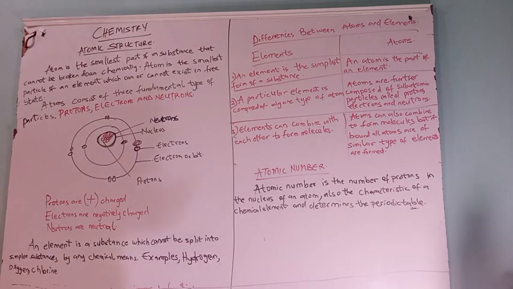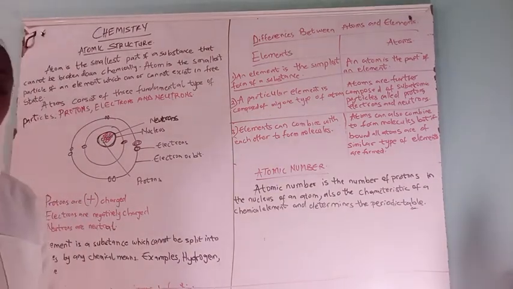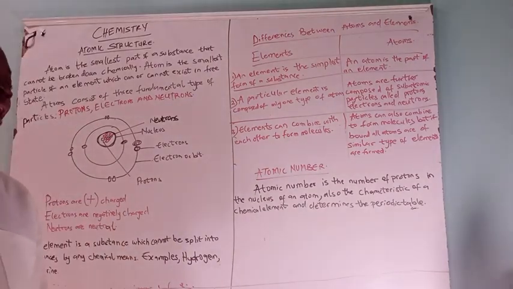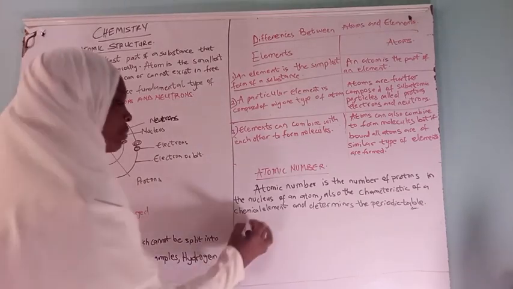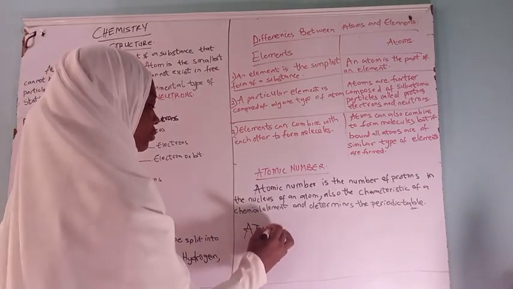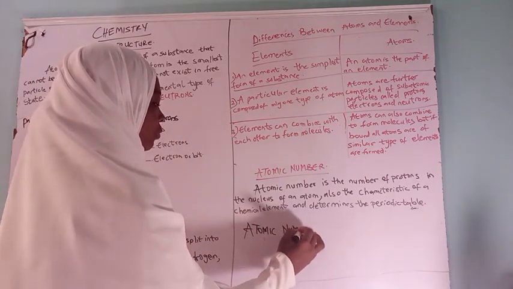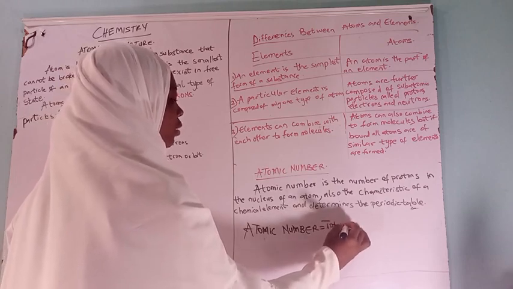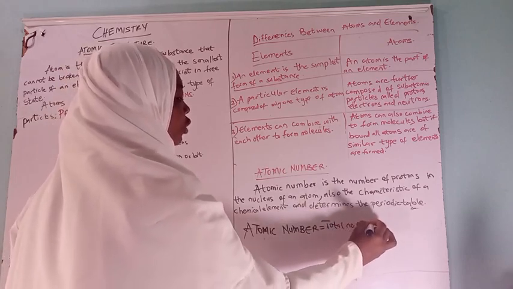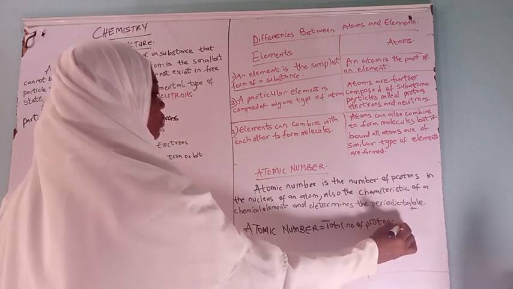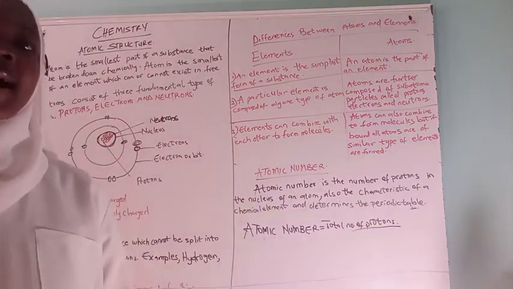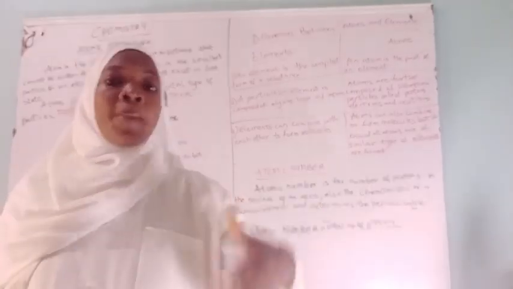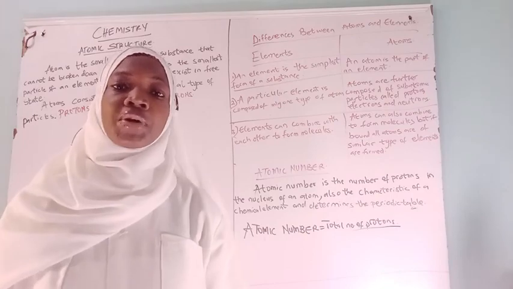Atomic number. Atomic number is the number of protons in the nucleus of an atom, also the characteristic of a chemical element, and it determines its place in the periodic table. Atomic number equals the total number of protons. It determines the position, the periodicity, of an element on the periodic table.